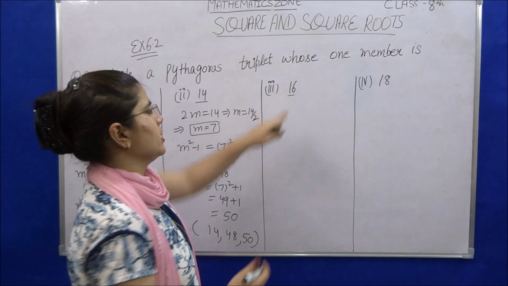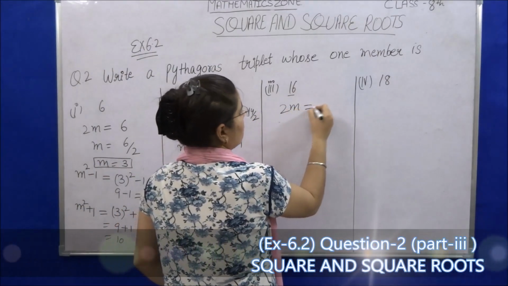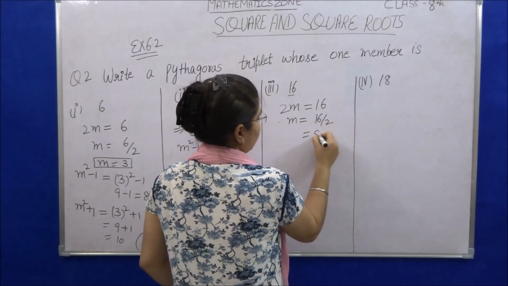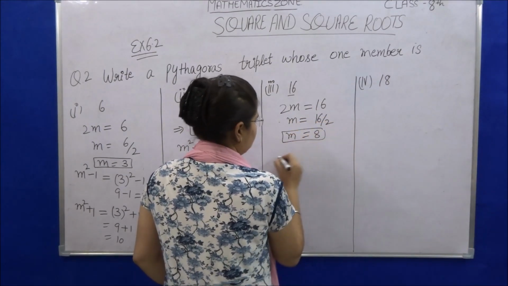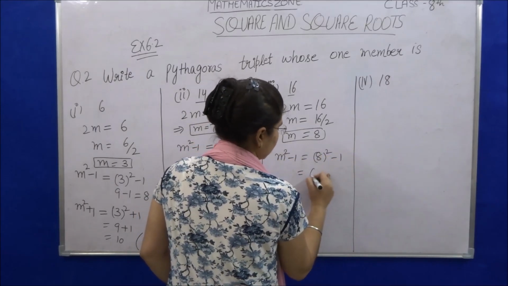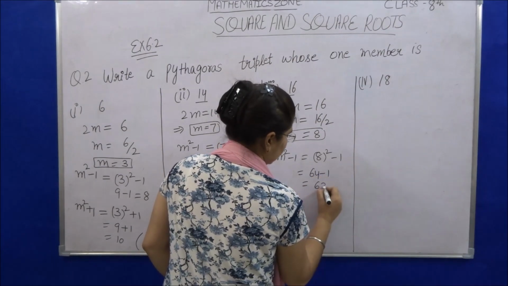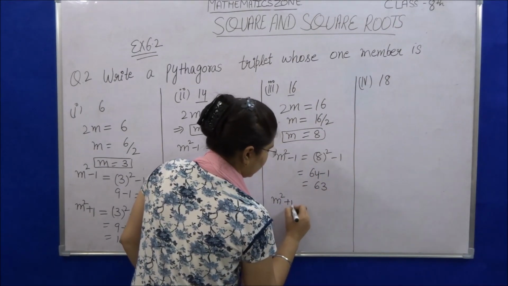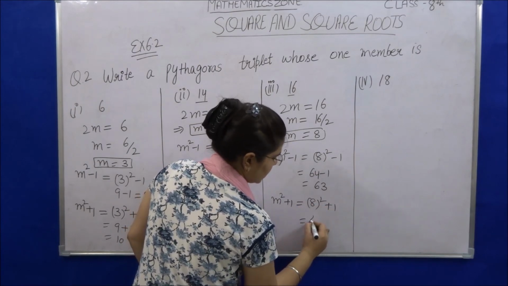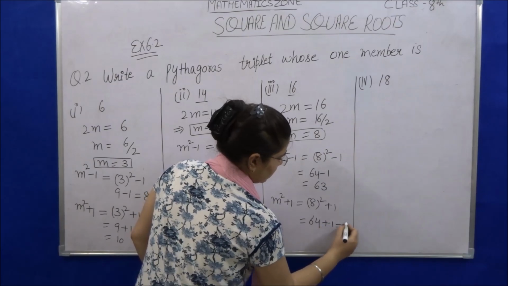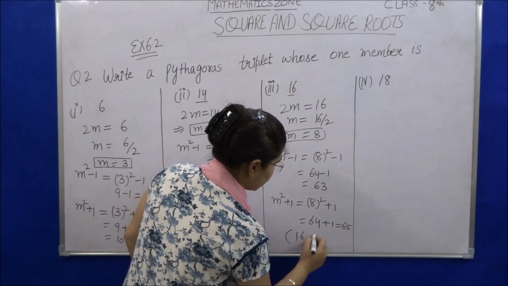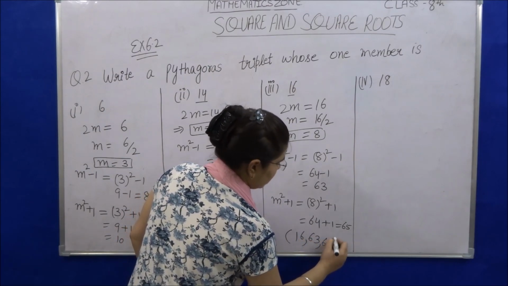Next part is 16. So 2m will be equal to 16, m will be equal to 16 by 2, that is 8. Now m square minus 1 will be 8 square minus 1, that will be 64 minus 1, 63. M square plus 1 will be equal to 8 square plus 1, that will be 64 plus 1, 65. So our Pythagoras triplet is 16, 63 and 65.